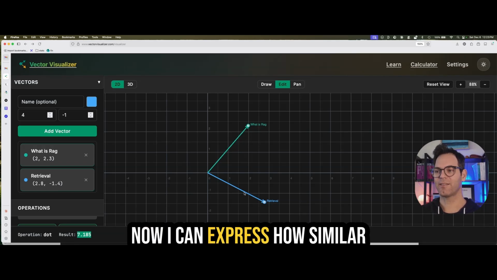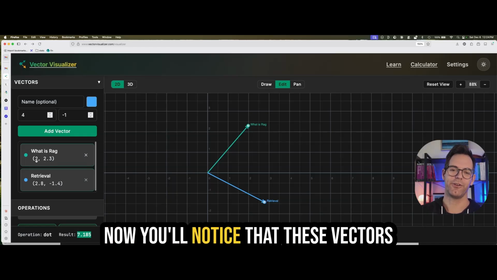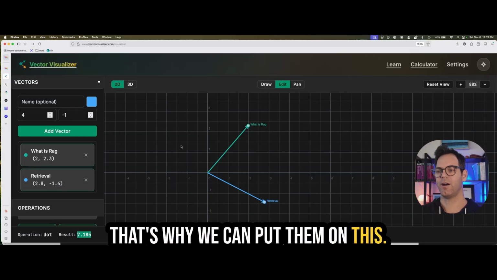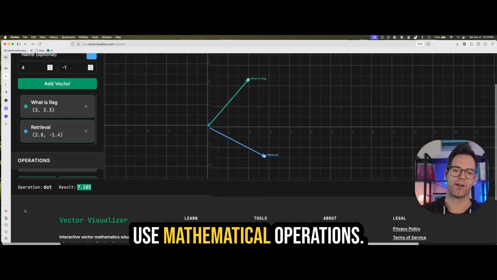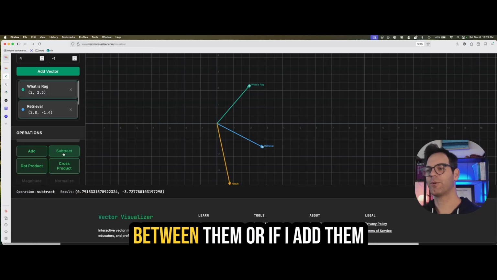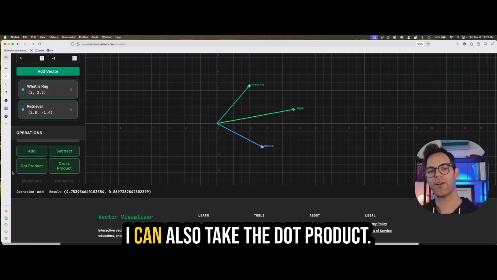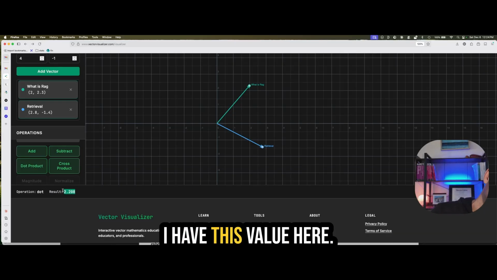Now I can express how similar they are by taking the dot product between these two. Now you'll notice that these vectors have two values, the X and the Y, and that's why we can put them on this chart in this way. We can use mathematical operations, I'm going to zoom out a little bit, to say what's the difference between them? Or if I add them together, what would it look like? I can also take the dot product. How similar are they? In this case, I have this value here.